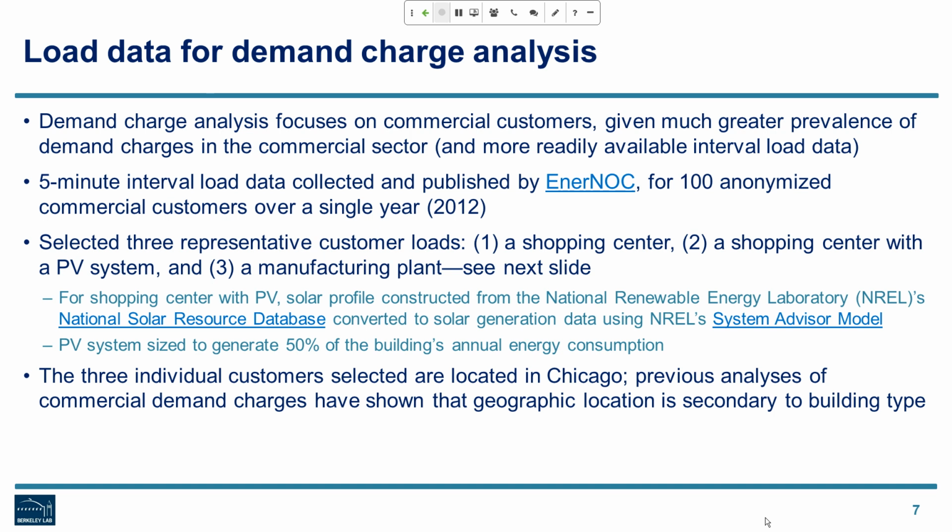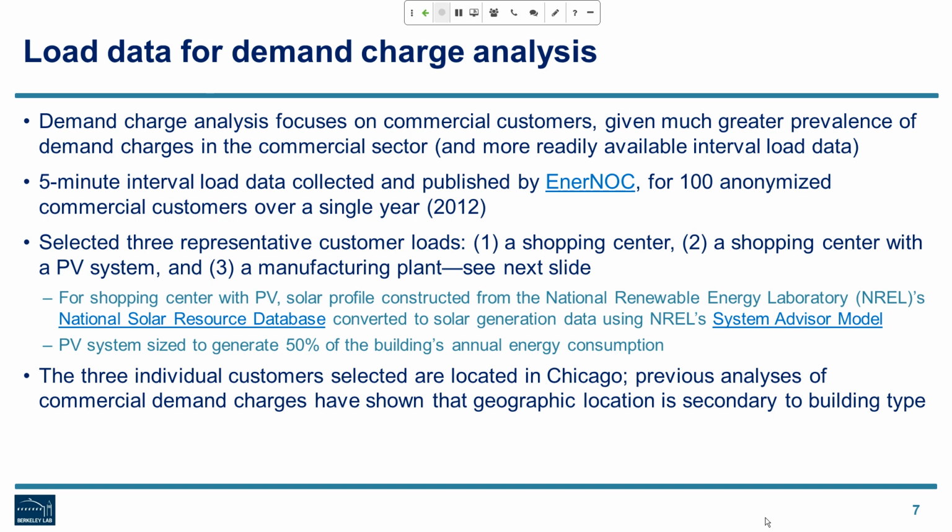We selected 3 representative customer loads with very distinct load shapes and features. The first is a shopping center. The second is the same shopping center, but we've added a PV system to it and are looking at the net load there. And the third is a manufacturing plant. For the PV system, we constructed the PV profile using simulated data from NREL's National Solar Resource Database and the System Advisor Model from NREL as well. We sized the PV system to generate about 50% of the building's annual energy consumption, and we're going to see what each of those loads look like on the following slides.